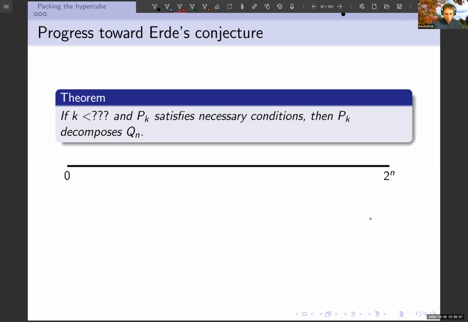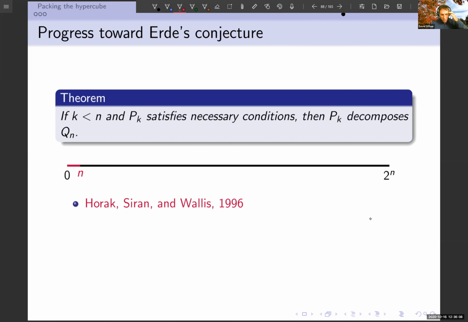and so progress towards Airy's conjecture can be summed up in the following strategies, right? Let's take a theorem. If K is at most blah, and a path satisfies the necessary conditions, then PK decomposes Qn, right? And so the goal here for Airy's conjecture is, the longest that question mark could be is 2 to the n, right? And so the question is how well are we doing?